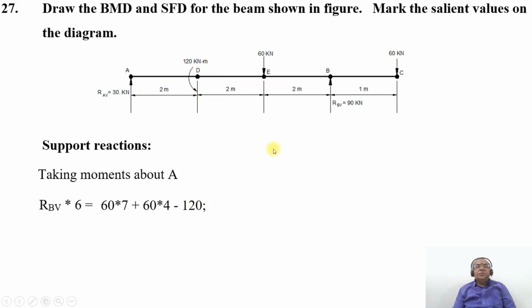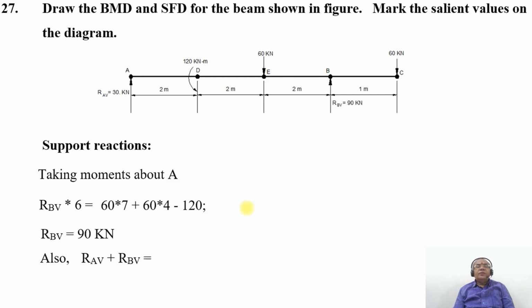So you need to consider that as negative, minus 120. Or in other words, we can do it like this also, that is RBV into 6 plus 120 will be equal to 60 into 4 plus 60 into 7. If you do it like that, then clockwise couple will be equal to counterclockwise couple. When you take it to the right hand side, plus 120 is going to become minus 120. Therefore, you will get the same equation, RBV into 6 will be equal to 60 into 7 plus 60 into 4 minus 120. On simplification, you will get RBV as 90 kilonewton.